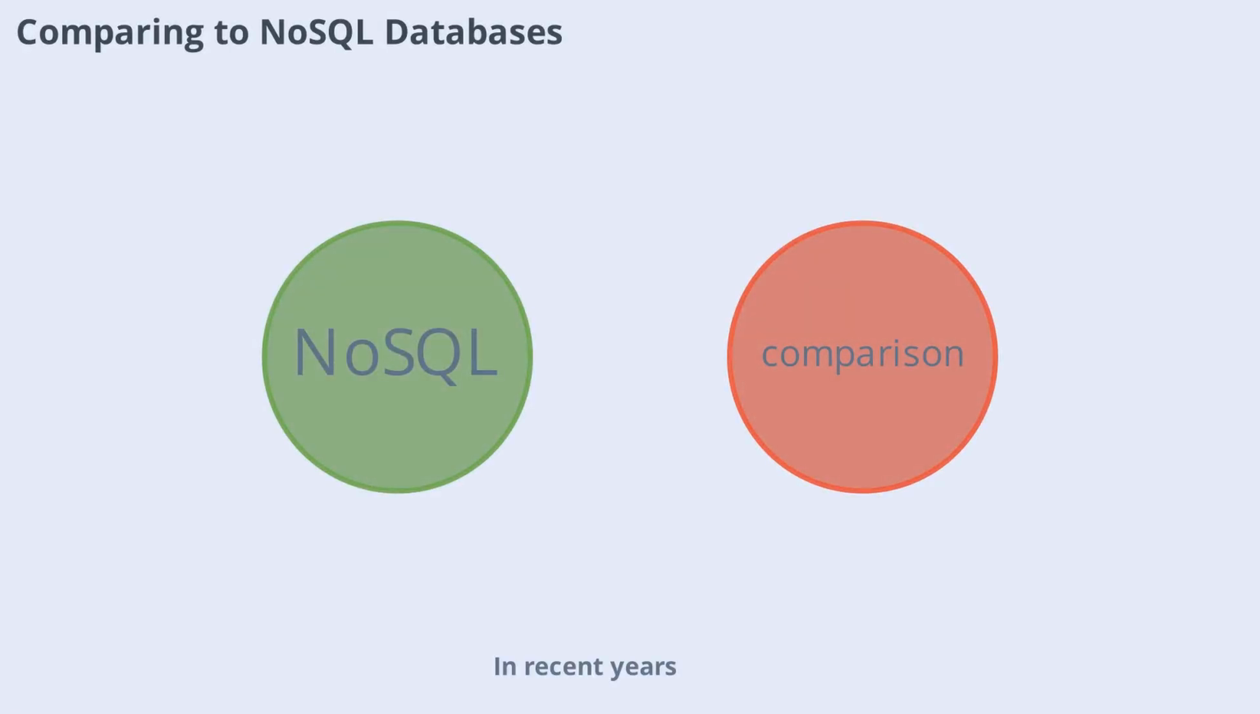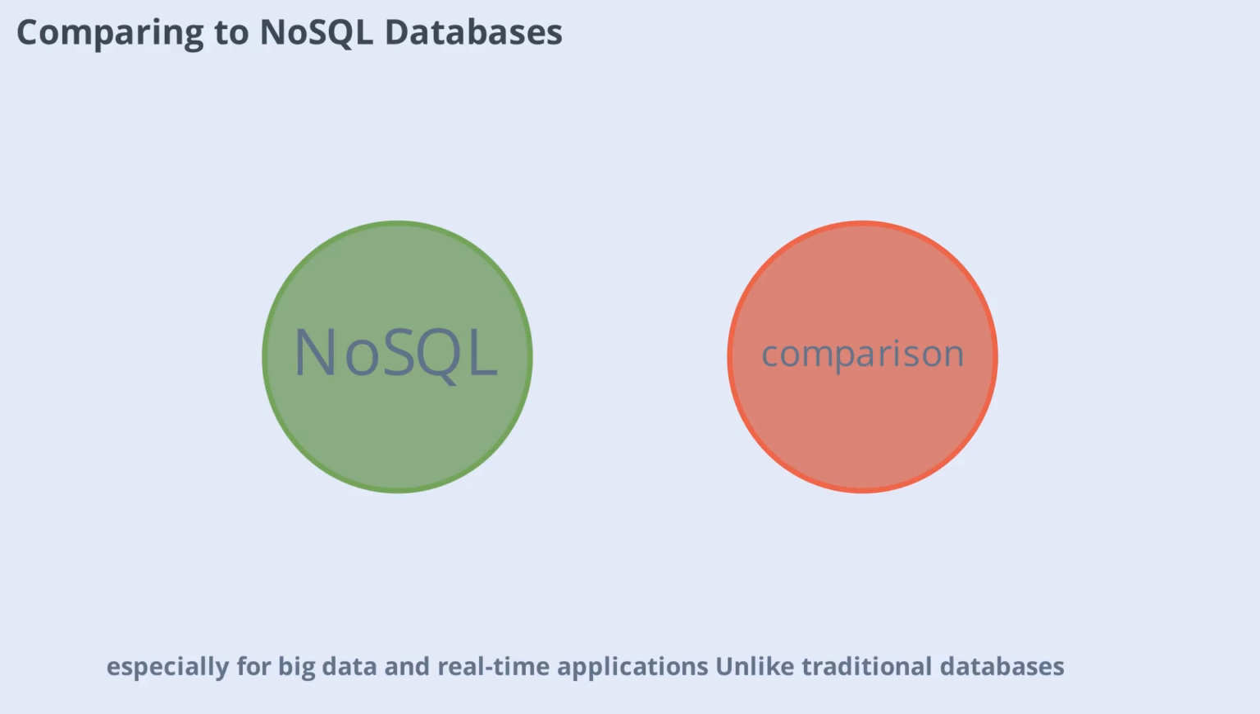In recent years, NoSQL databases have emerged as alternatives to traditional databases, especially for big data and real-time applications. Unlike traditional databases, NoSQL systems often use flexible data models, such as documents or key-value pairs instead of strict tables. This flexibility can make them better suited for certain types of data and workloads. However, traditional databases remain the go-to choice for structured data and complex transactions. Each approach has its strengths and weaknesses.